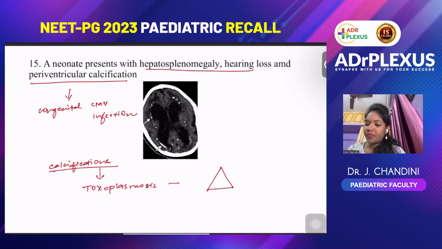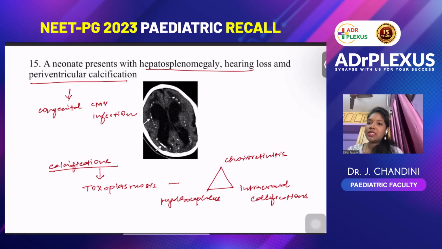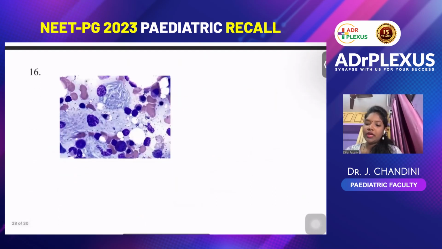So what about TORCH? In toxoplasmosis, you will have a triad of chorioretinitis, intracranial calcifications, and hydrocephalus. So this is the classical triad of toxoplasmosis. Whereas in CMV, you will have periventricular calcification. Clear? Now, going on to the next question.